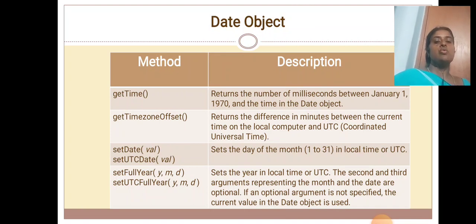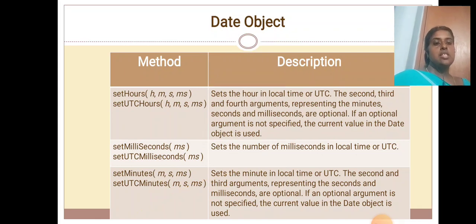This is similar to your UTC full year also. Here also I can set a year, month and day. There also it works in the same way. The first argument is a compulsory argument. M and D is an optional argument. You can either pass or we can just leave it. These two methods are used to set the full year, complete year. If you want to change in your system, we can change.